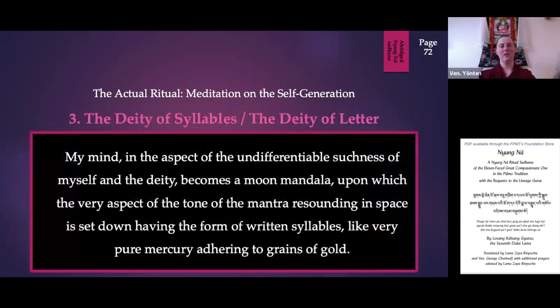My mind, in the aspect of the undifferentiable suchness of myself and the deity, becomes a moon mandala, upon which the very aspect of the tone of the mantra resounding in space is set down, having the form of written syllables, like very pure mercury adhering to grains of gold.